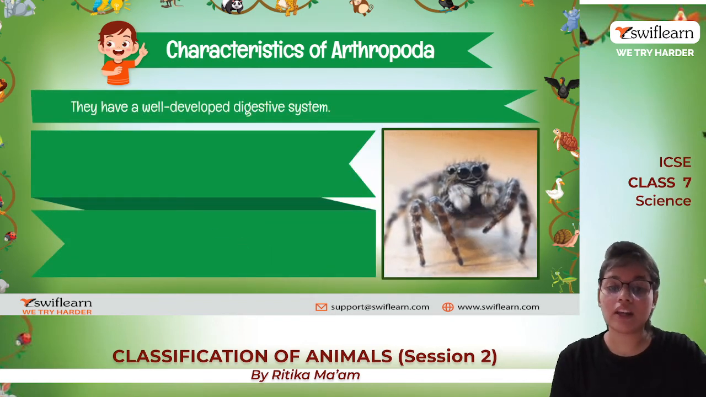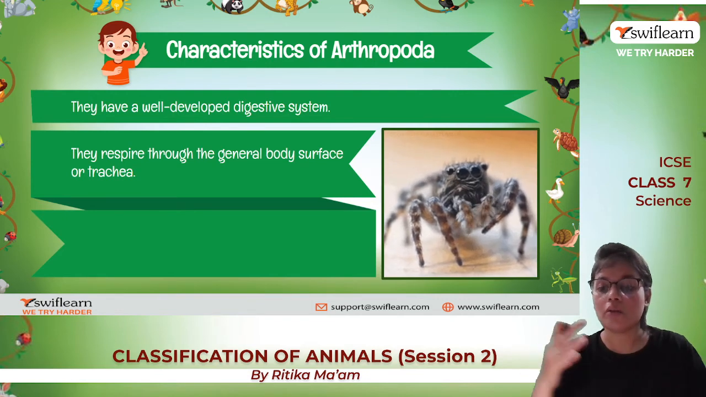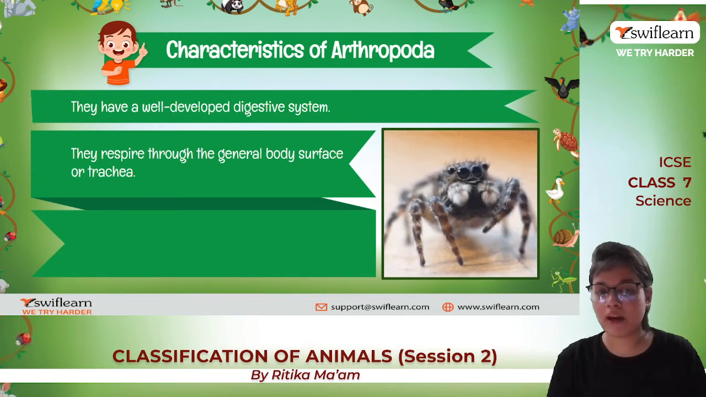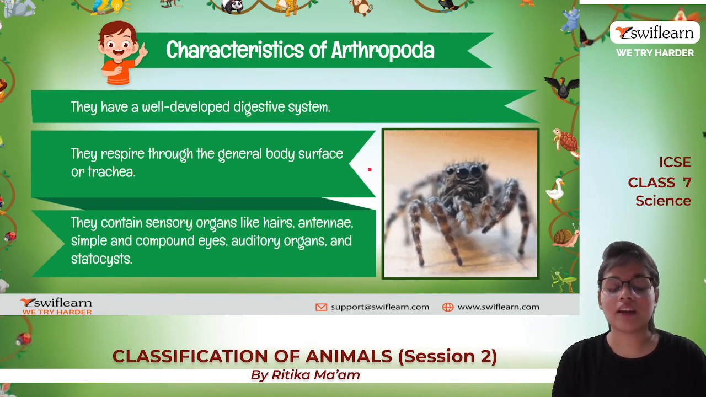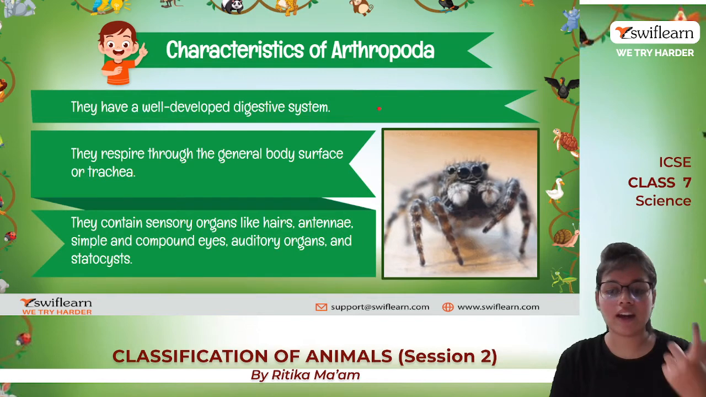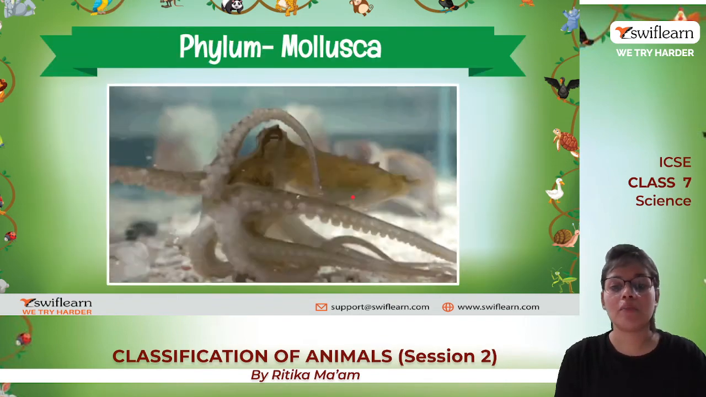Again, they have a very well developed digestive system. So we can see as we are moving forward, the body structure is developing bit by bit. They respire through their body surface or trachea, and they contain sensory organs. They have hair, antennae, simple or compound eyes, auditory organs and statocysts. So these are all sensory organs which they possess.